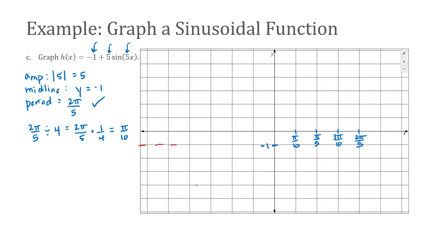My midline is going to be going through -1. There it is. Okay, now from that midline, I'm going to go up 5 and I'm going to go down 5. So going up 5, I'm going to go up 1, 2, 3, 4, 5, and that puts me at a value of 4, right? Because this was 0, then 1, then 2, then 3. So 4 is going to be my largest y value.